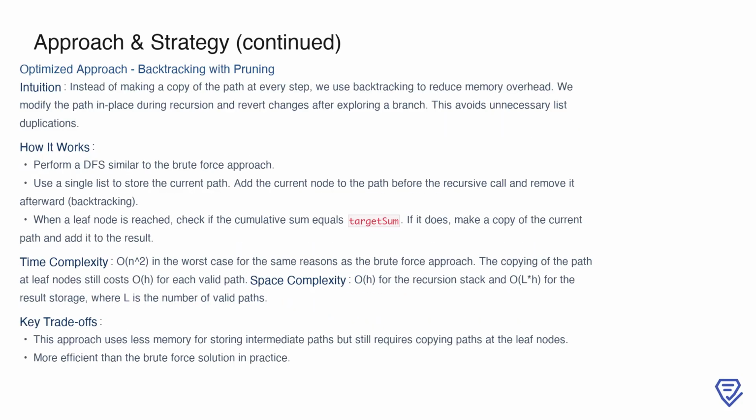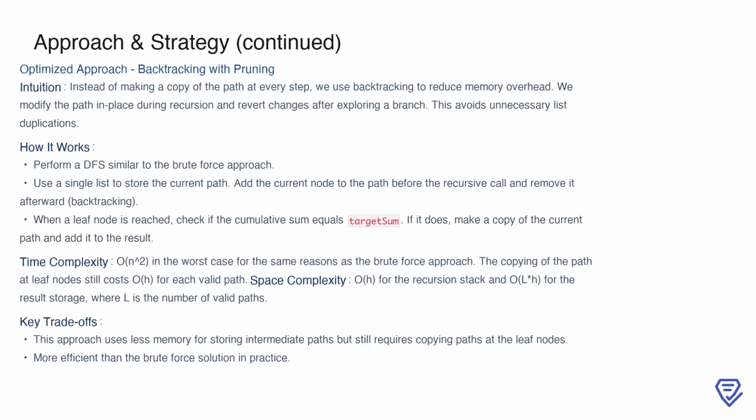A more efficient strategy builds on the brute force approach by introducing backtracking to reduce memory usage. Instead of making a copy of the path at every step, we modify the path in place during the recursion and revert those changes upon backtracking. This approach still uses depth-first search but optimizes memory by avoiding unnecessary list duplications.